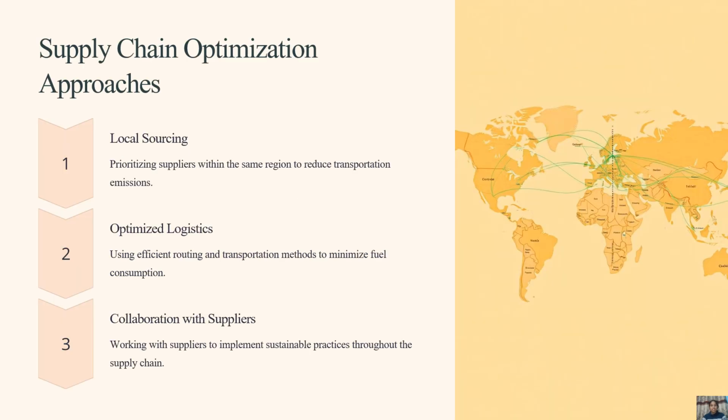The next is supply chain optimization approaches. In that, there are three categories. The first is local sourcing. Local sourcing is prioritizing the suppliers within the same region to reduce transportation emissions.